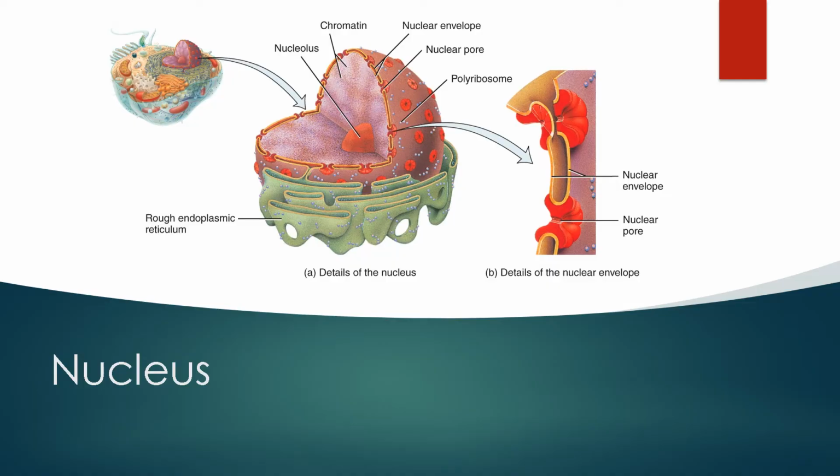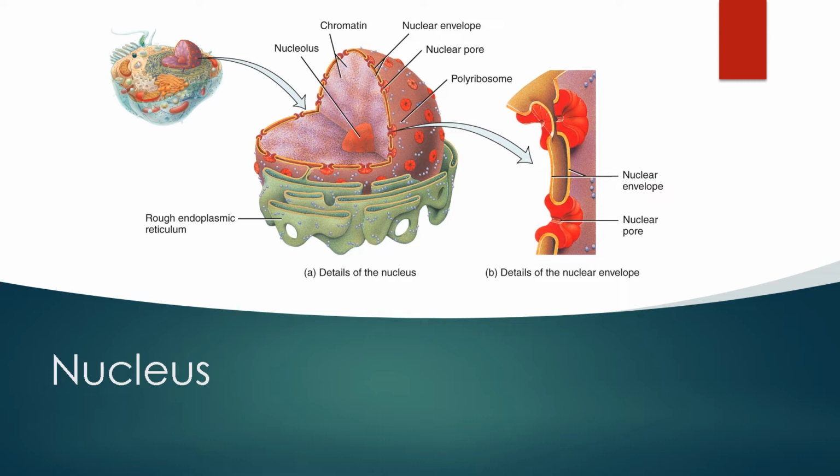Now moving on to the nucleus. This is a spherical or sometimes oval shaped organelle. It's usually the most prominent feature of a cell. Now most cells will have just one single nucleus, though there are a couple exceptions. For example, red blood cells have no nucleus, and skeletal muscle cells and some other cell types will have multiple nuclei in each cell.